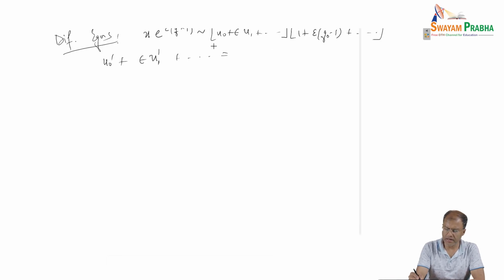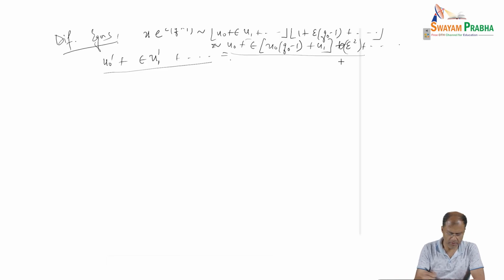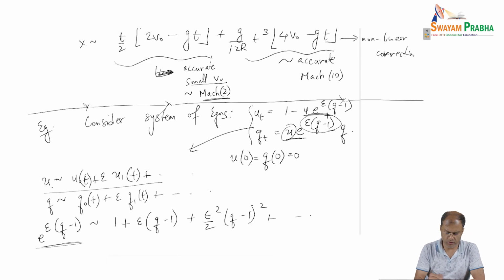Then after this multiplication we get u naught, which is the leading order term, plus epsilon u naught q naught minus 1 plus u1, plus order epsilon terms which we leave, and so on. So now on the left hand side we get all these terms. On the right hand side is the following term, because the differential equation is 1 minus this. So we have to subtract the series from 1.